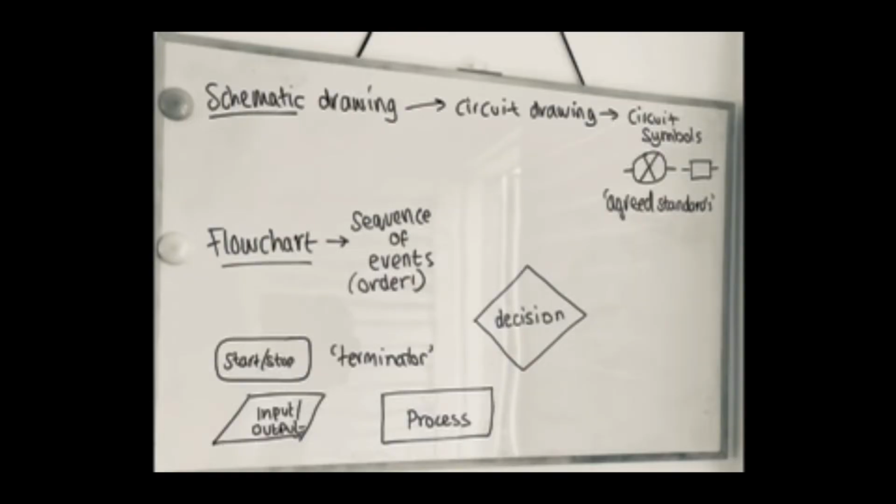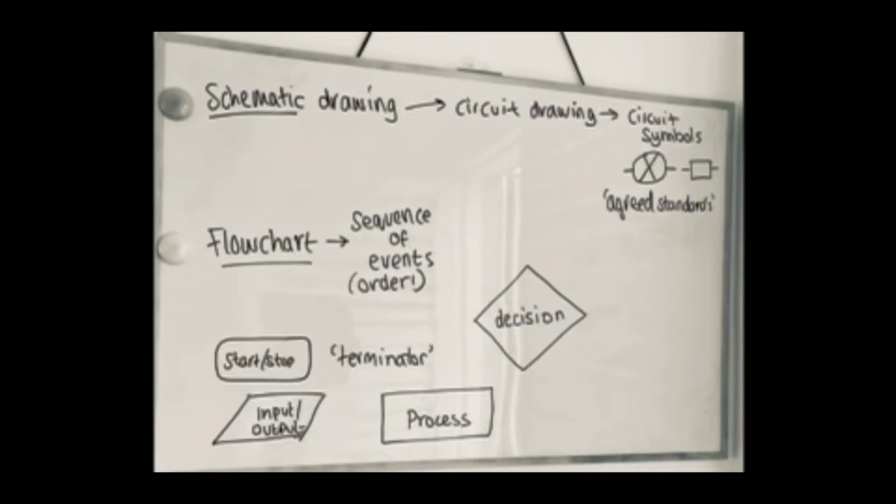For example, it's agreed that a bulb uses the circuit symbol on the left, and it's agreed that a resistor uses the circuit symbol on the right. And that means that anybody who knows these circuit symbols will be able to follow the path of a schematic.